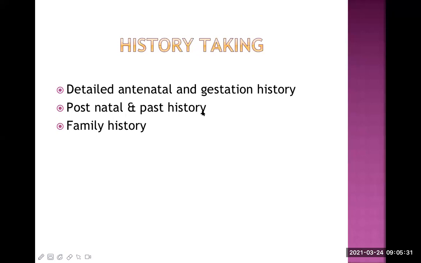Postnatal and past history should also be taken. How did the baby react after birth? Was there cyanosis right at the time of birth or not? Or how many days after birth did the baby manifest? Family history is also very important here. Maybe multiple members in the same family have developed heart disease.